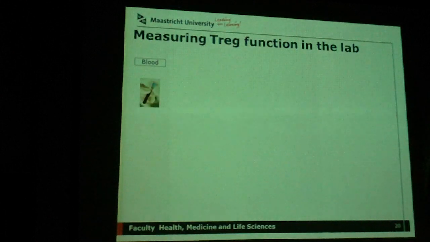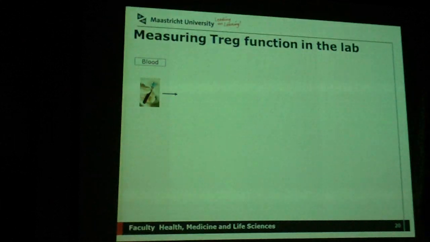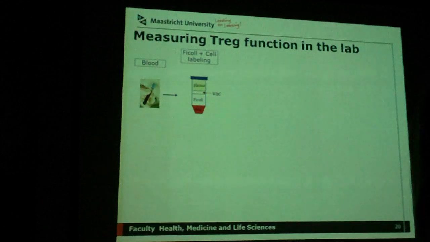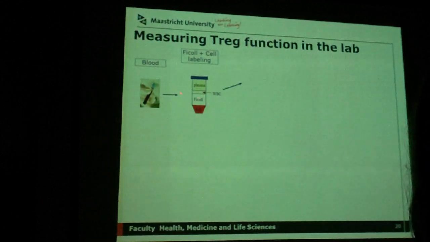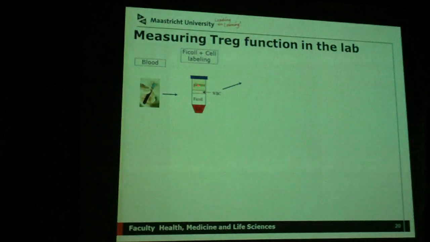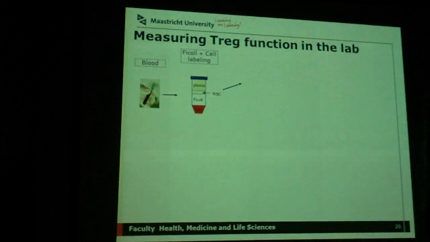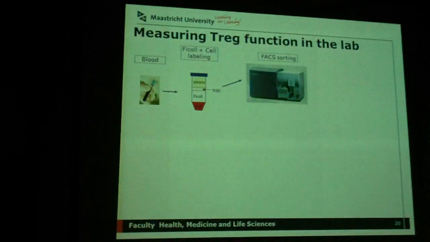So you start with blood from a patient or from a control, in which you want to study the Treg function. You isolate the white blood cells by means of Ficoll gradients. So here your white blood cells will appear on top of the Ficoll. You can isolate them, label them with antibodies, and then sort them.